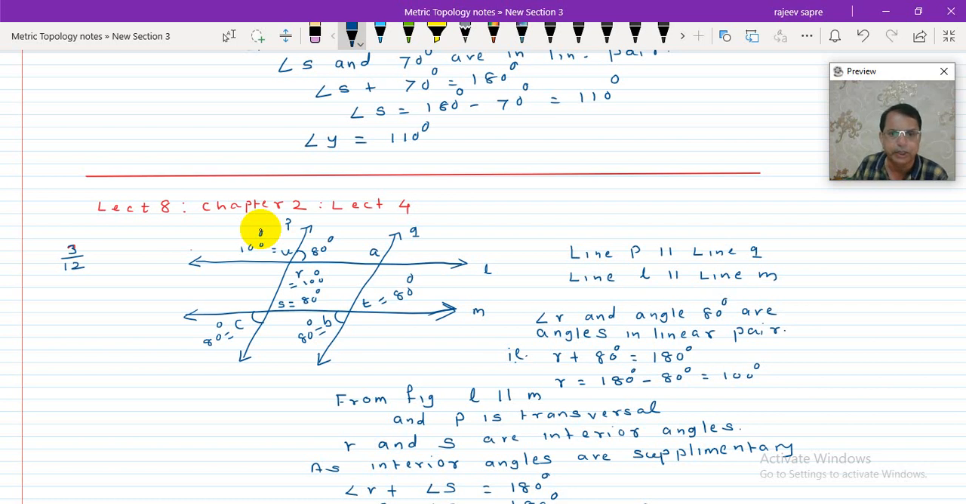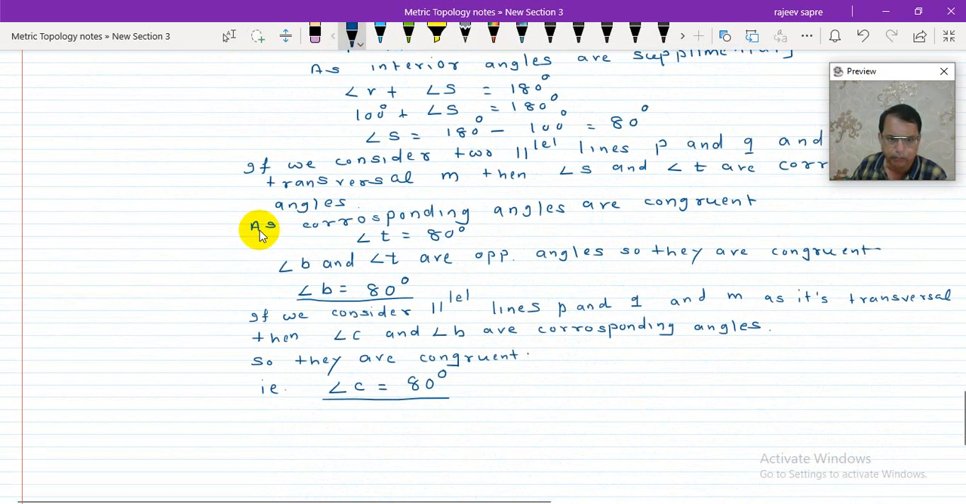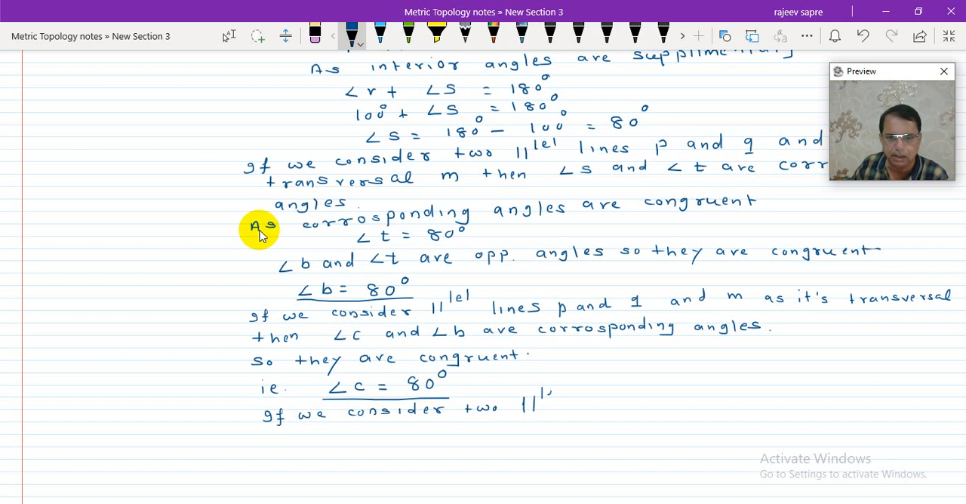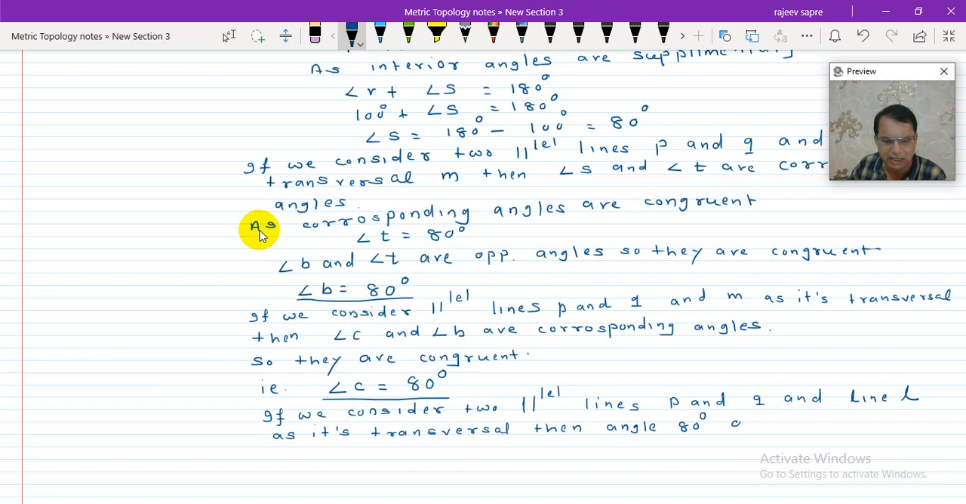So you have to consider now PQ and L. Okay, so now if we consider two parallel lines P and Q, and line L as its transversal, then the angle of 80 degrees and angle A are interior angles.